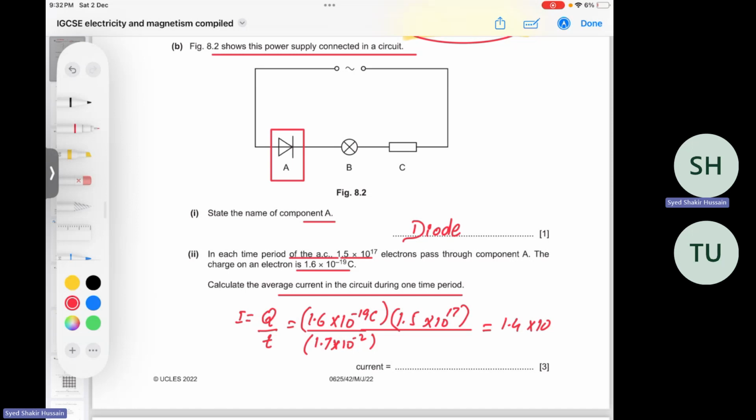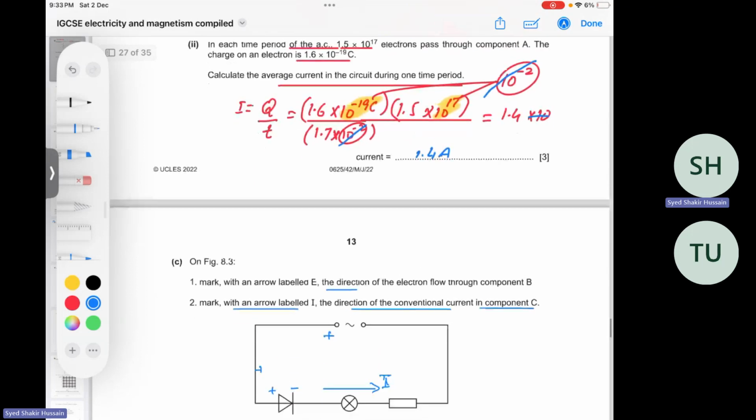You see that this negative 19 and this plus 17 will make it negative 2 at the top in the numerator, right? So 1.4. That's correct. Now see, I'll just simplify this. Look here, this negative 19 and this 17, they together will make 10 power minus 2, right? And then you have this negative 10 power minus 2 here as well. So you would easily cancel them out, right? And the only answer would be 1.4 amperes.